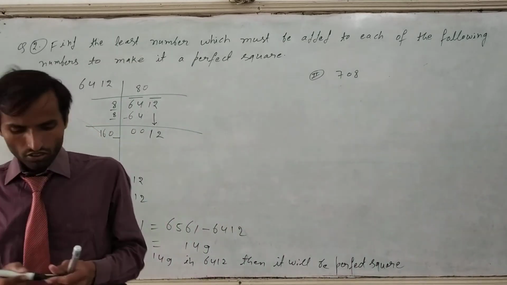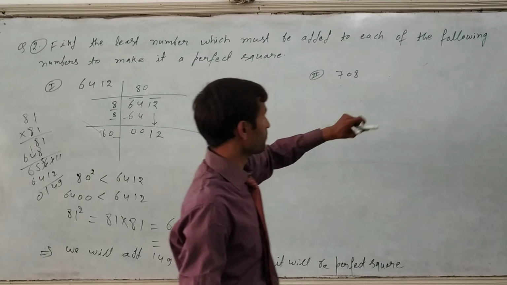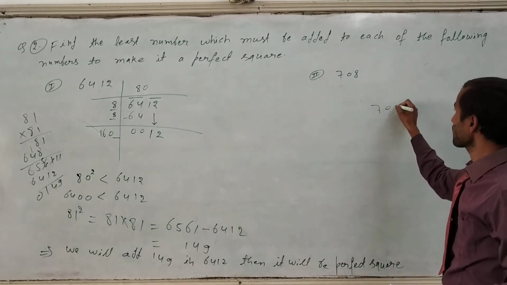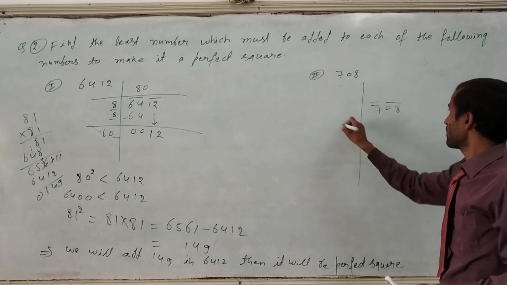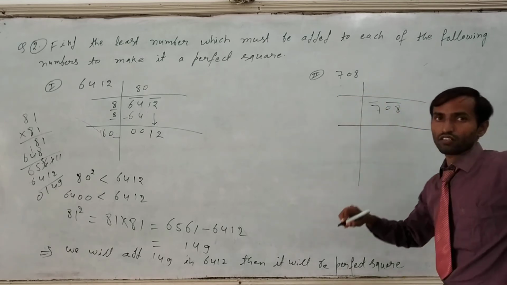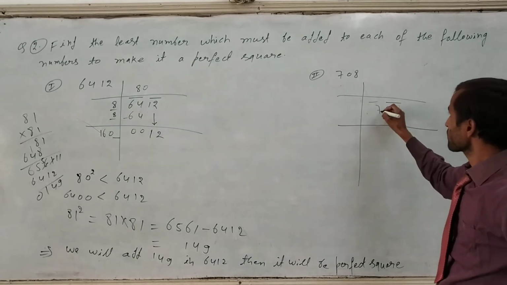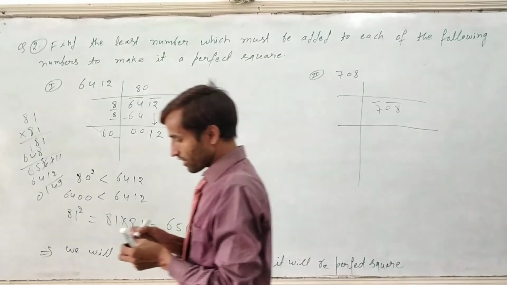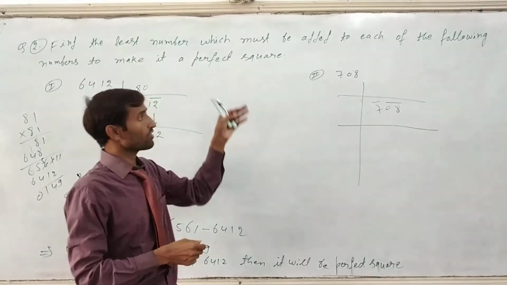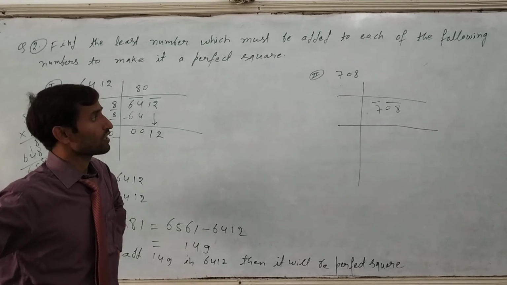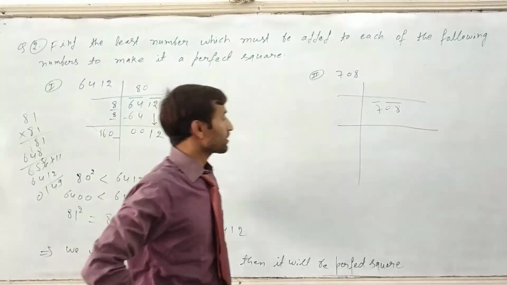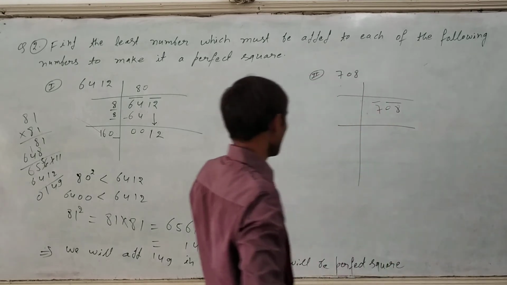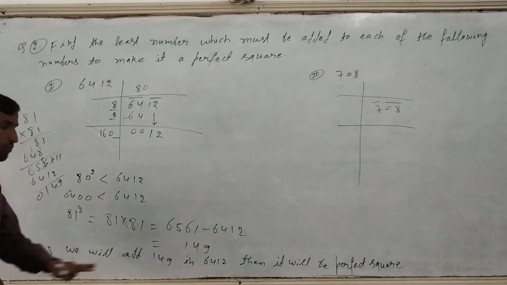708. Now just make the pairing of the number. First you find the square root using the long division method. So 708, make pairing here and then apply. It is not a perfect square number, so we have to make it a perfect square number. So we have to add something in 708, and this number, then it will be a perfect square number. In that case we have to find the square root of this number. Like that we have to follow the same process.